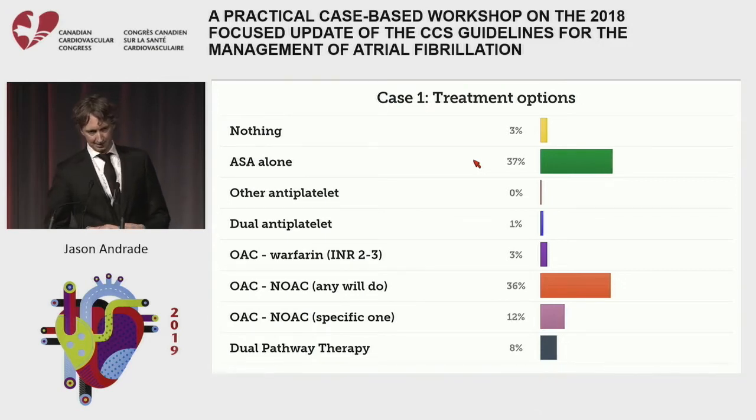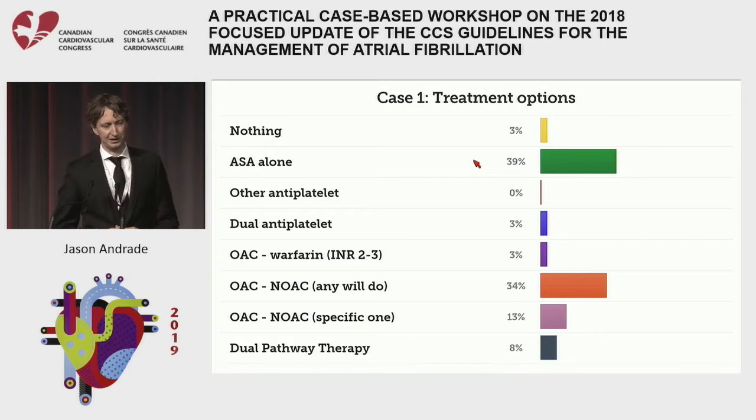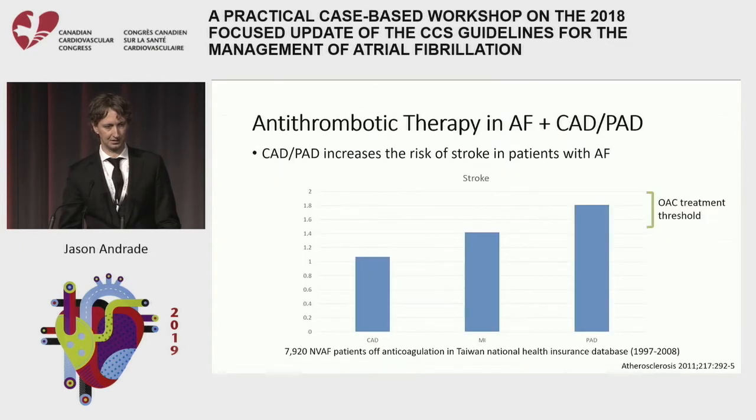Okay. So options seem pretty even between it doesn't matter what NOAC you give and aspirin, and to a lesser extent we have variations on antiplatelet therapy, nothing, and dual pathway therapy. And so this would be sort of like your COMPASS regimen of low-dose rivaroxaban plus aspirin. Okay, so the important point here is from an atrial fibrillation guidelines perspective in Canada, we do not consider coronary disease or peripheral arterial disease to be enough of a risk factor to warrant anticoagulation.